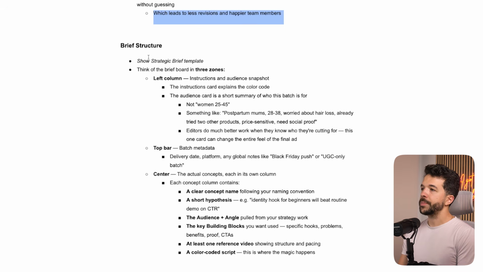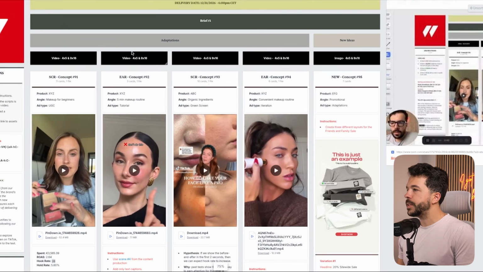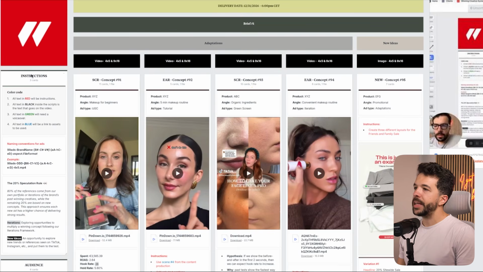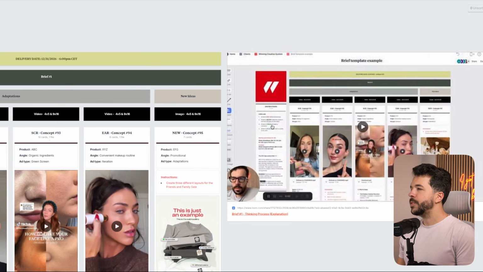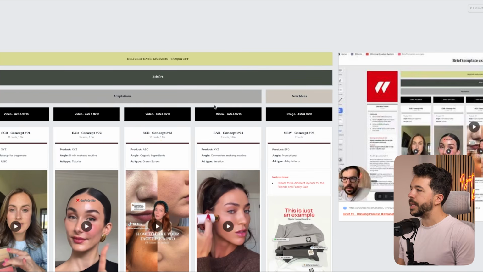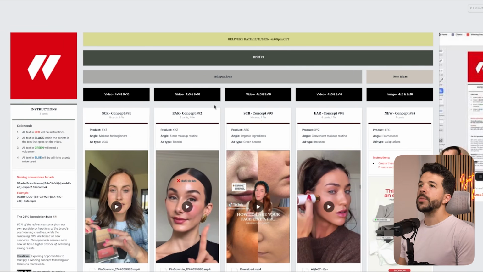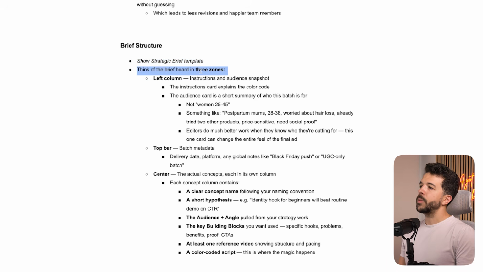Now, the brief structure is very simple. This is how we structure it. As you can see here, we have different columns. We have a left side with all the instructions, and we have an upper side with all the details of the delivery time. On the right, I usually add a long video as well. I like adding the long video just to make sure that there's literally zero chance for the video editor to have problems and not understand what I'm talking about. But as I said, we have three main zones on each brief board.